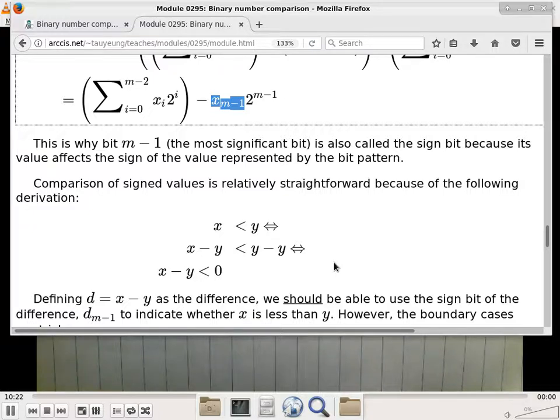Makes sense, right? Because I'm just subtracting y from both sides. It doesn't even matter whether y is positive or negative, or whether x is positive or negative, because I'm subtracting the same amount. Is that okay? And that is true if and only if, because I just turn y minus y into a 0. So if x minus y, which is the difference of x and y, is less than 0, then we know that x is less than y. But which bit can tell me whether a difference is less than 0?